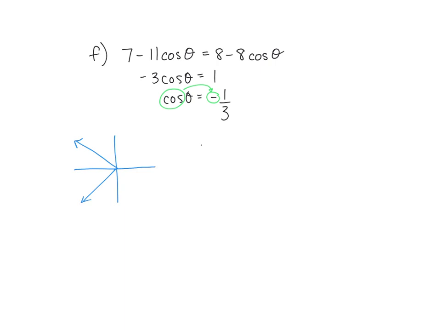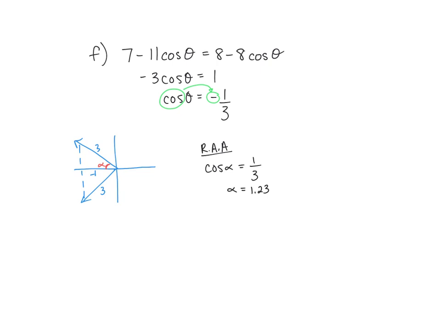I am then going to use my information about my related acute angle to find out the value of alpha. So I will look at cos of alpha equals a positive 1/3. Again, I know I want this to be in radians, and I get that alpha is a value of 1.23. So please be mindful that is the value of this angle here, of our related acute angle.